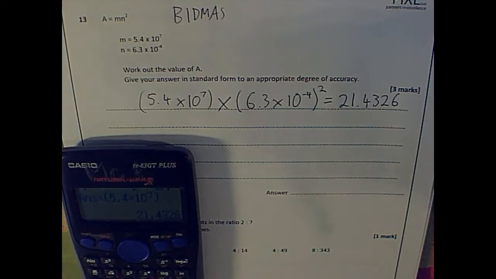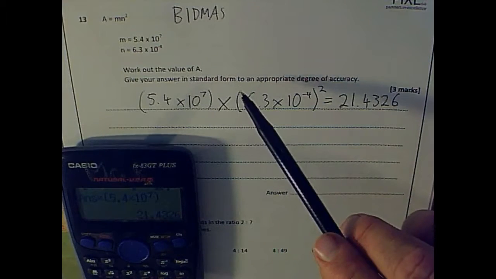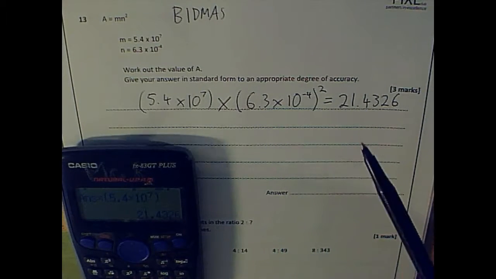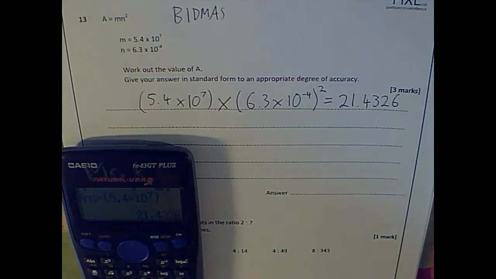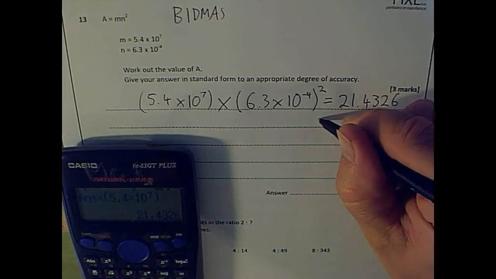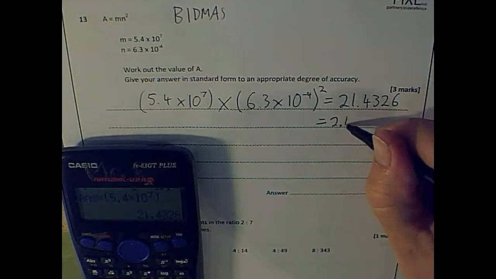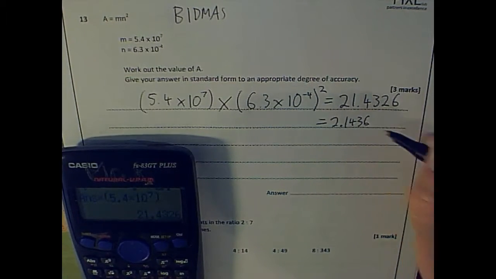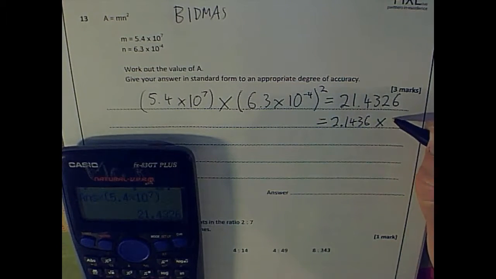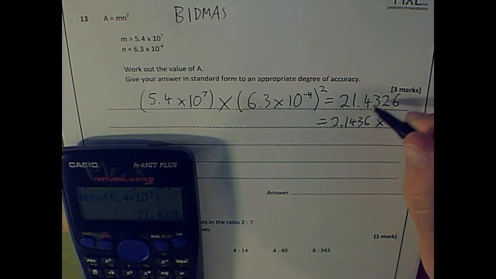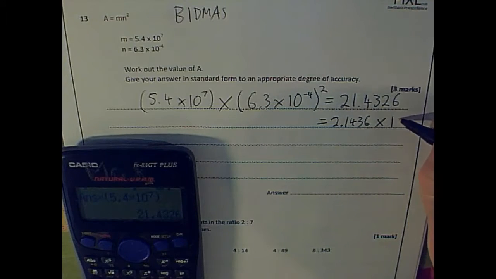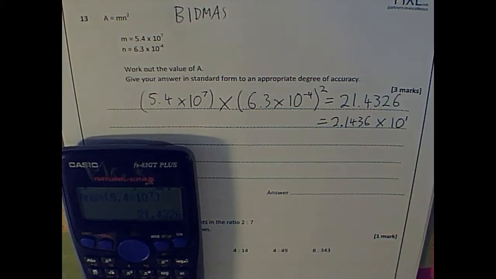Now, we've got 1 mark here only, which seems, well, we've done the calculator skills part. But we need to give it in standard form and to an appropriate degree of accuracy. Firstly, standard form. 21.4326 is not standard form. So I'm going to put it in standard form. That's the same as 2.14326 times 10, because 21.4 is just that times by 10. In standard form, that's 10 to the power 1.